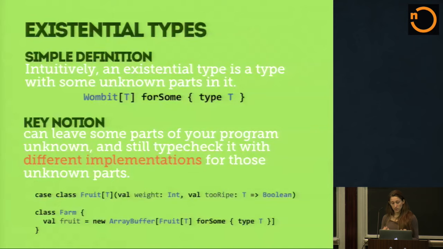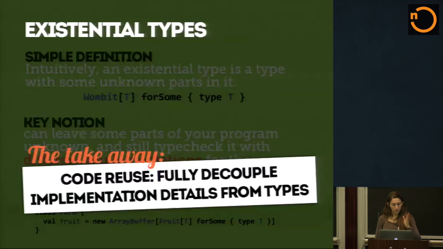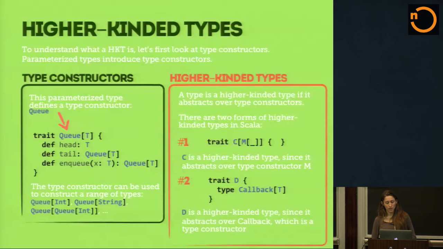So this little code snippet here doesn't actually do anything. You might look at it and think it doesn't make any sense because I have no idea what T is. But this compiles, and farm doesn't have to know anything about fruit or anything else, and it's all fine. You could pass something like an Orange or Apple, whatever, which could be this T, and it's all fine. The takeaway here is that the thing people like about existential types is that you can fully decouple implementation details from types, and this is why people in ML and languages like ML like existential types very much.